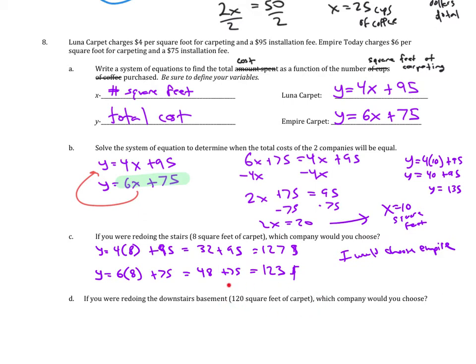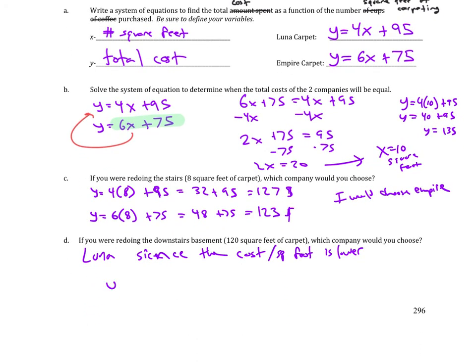So in part D, 120 square feet of carpet, which company would you choose? Well, we're going to choose the one with the lower per square foot cost, which would be Luna. Right, and so if we did y equals 4 times 120 plus 95, that would be 480 plus 95, which would be $575.